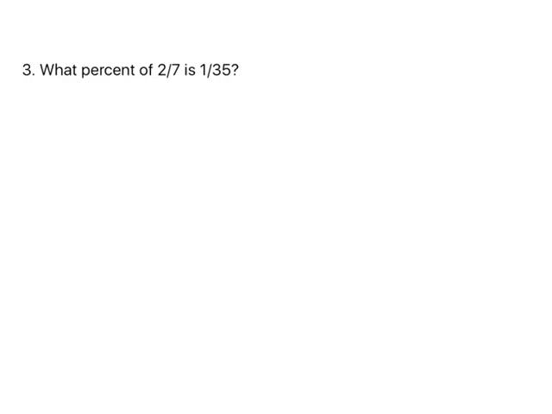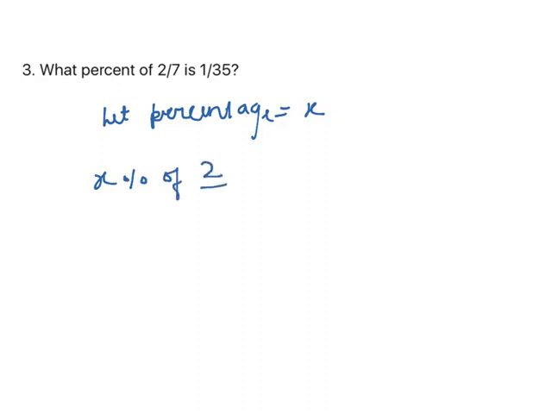Now the next question is, what percent of 2 by 7 is 1 by 35? Here we have to find the percentage. We know the number but we don't know the percentage. So in that case, let the percentage be x. It means x percent of 2 by 7, and it is given as 1 by 35.